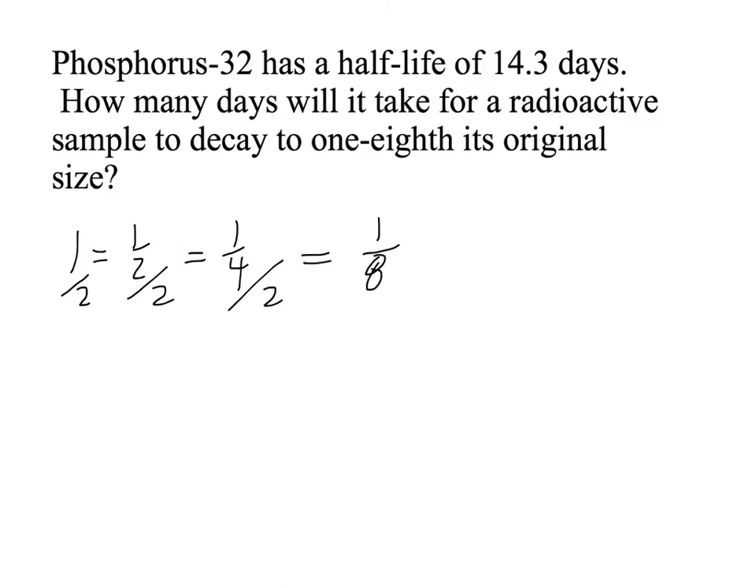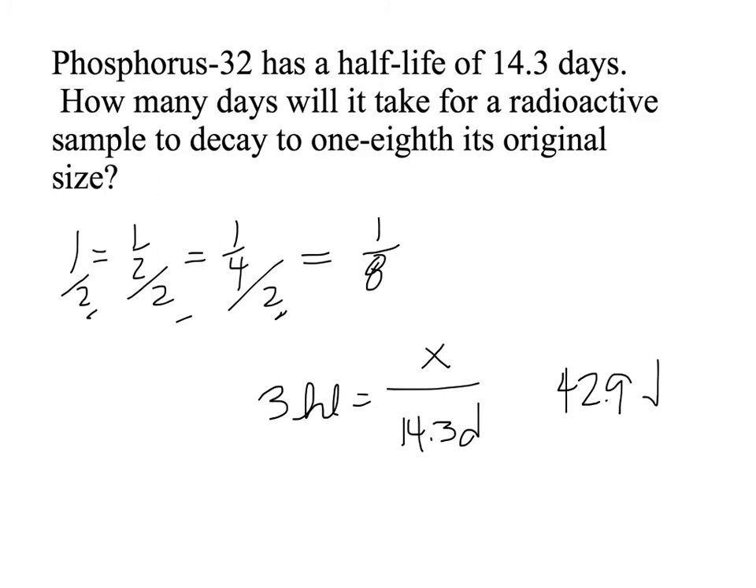And so it looks like 1, 2, 3. It underwent 3 half-lives once again. And so I'm going to set this up the same way, 3 half-lives. The elapsed time I do not know, I'm trying to solve. It told me that the half-life for that particular radioisotope is 14.3 days. And so if I multiply 14.3 times 3 to solve for x, I get 42.9 days. And I'm going to go with 3 sig figs because of the 3 there. So 42.9 days.